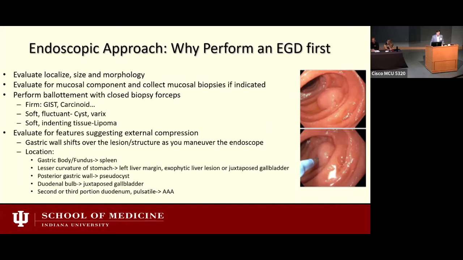I've got a picture here of a duplication cyst in the duodenum, a very small cystic lesion. With external ballottement, you can see the forceps are very clearly indenting the lesion and there's fluctuance there.